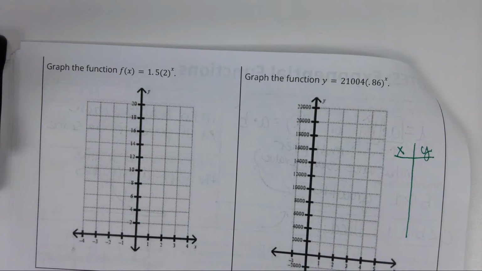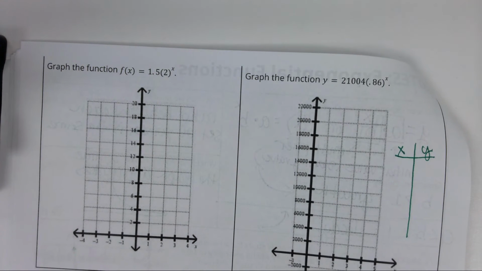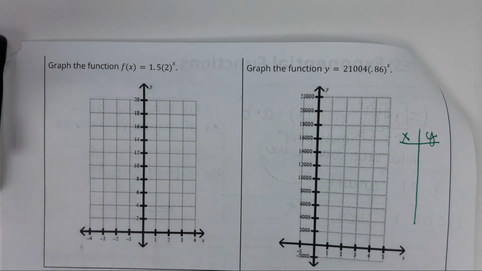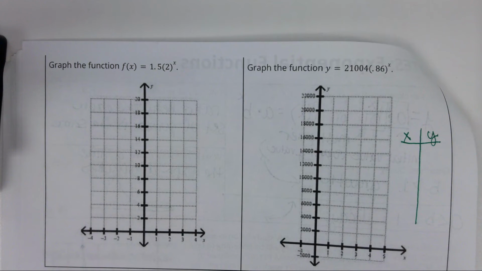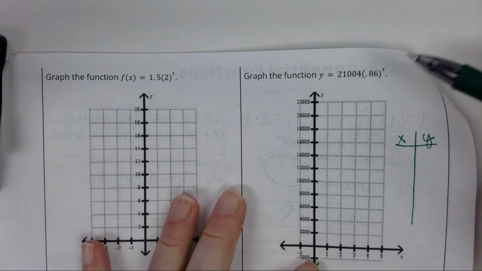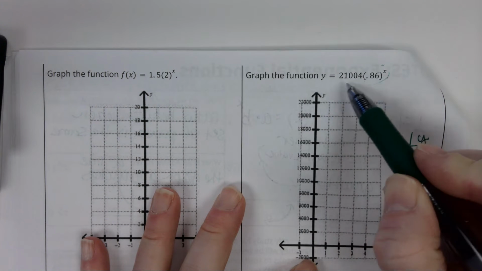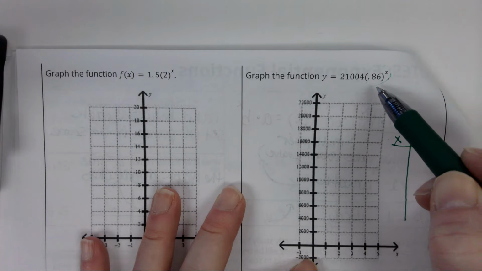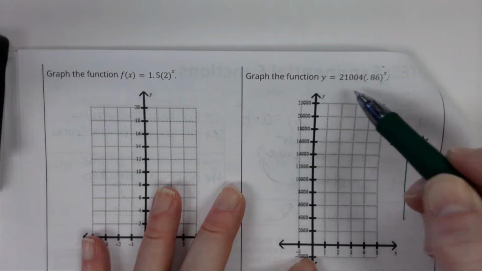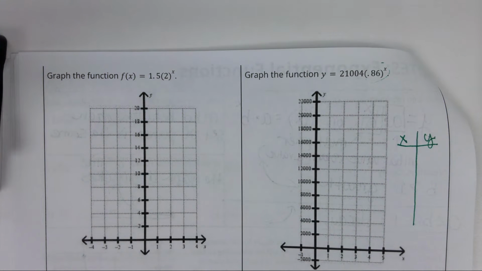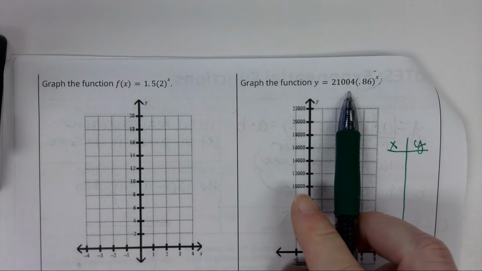First of all, I don't even have to put the 0 in. This goes back to what happens when you put a 0 into an exponent. This part is 1, and if I multiplied 21,004 by 1, I'd get 21,004. So that's why we don't even bother with it, we just say, hey, that's the initial value. So let's put that on the graph.